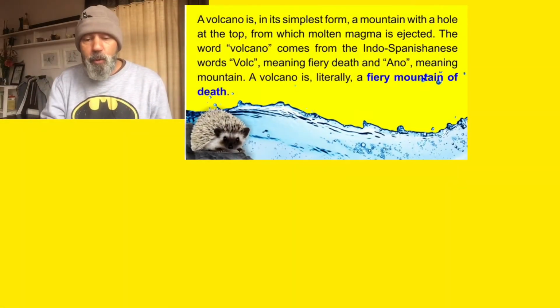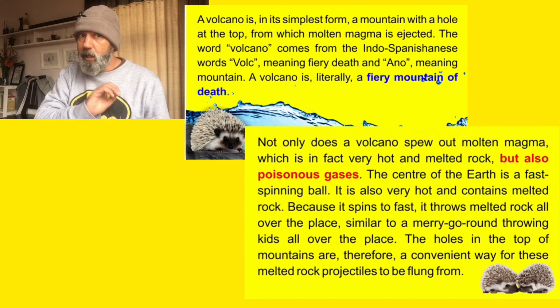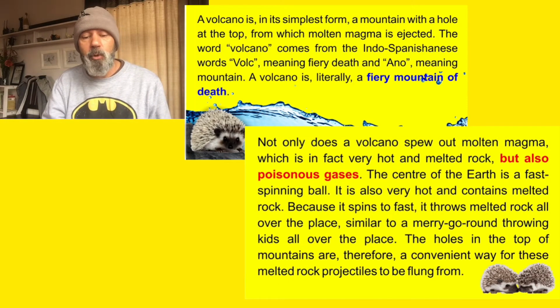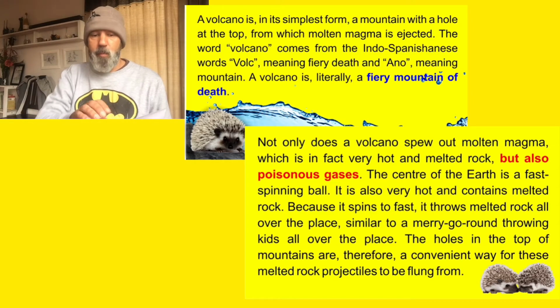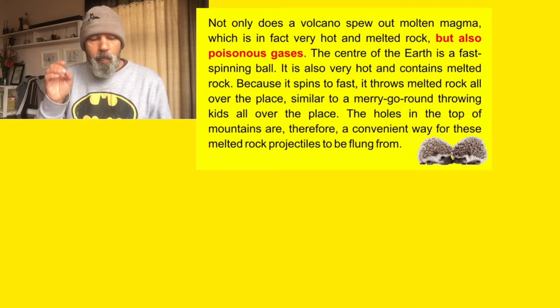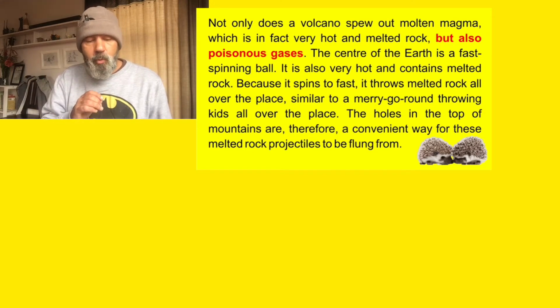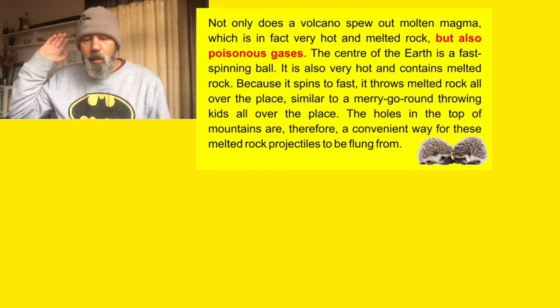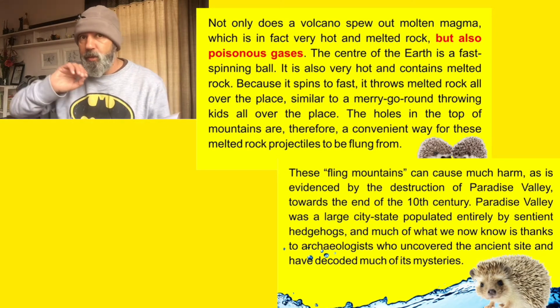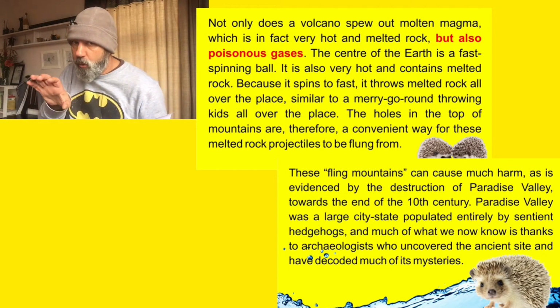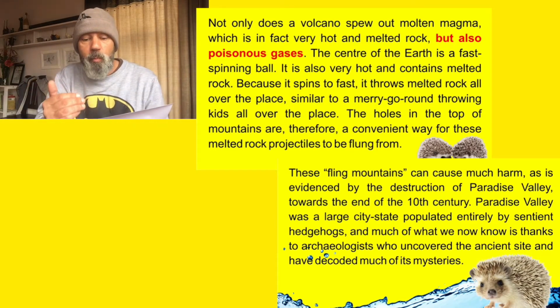In this example, see here, at the end of the first paragraph, a volcano is literally a fiery mountain of death. Beginning of the second, not only does a volcano spew out molten magma, now we've linked fiery mountain of death, molten magma. And we've continued. At the end of the second, a convenient way for these melted rock projectiles to be flung from. Beginning of the third, these fling mountains, a nice little pun and play on words, can cause much harm. So we've gone from this is what they do to this is what could happen. We have flowed from one to the next.